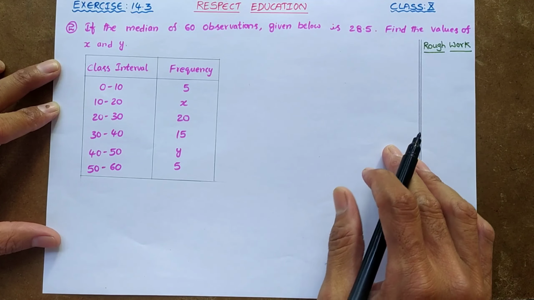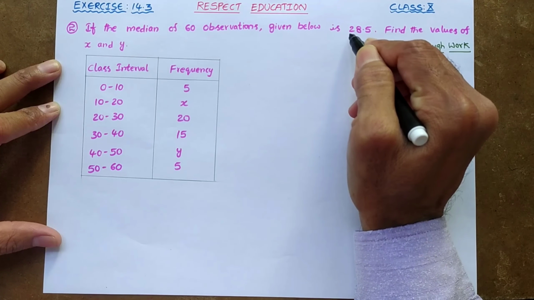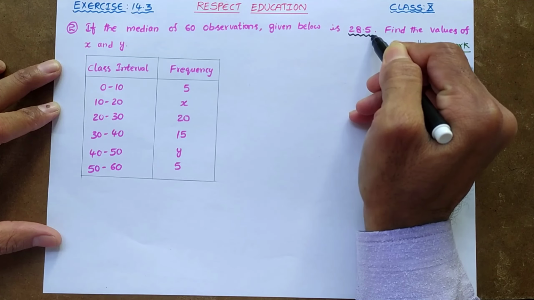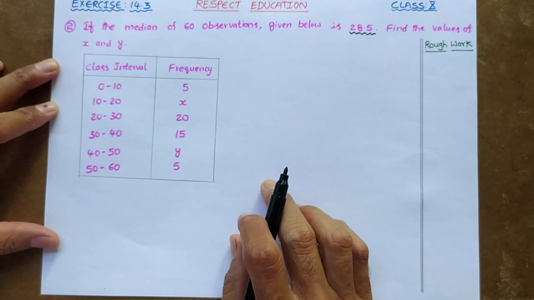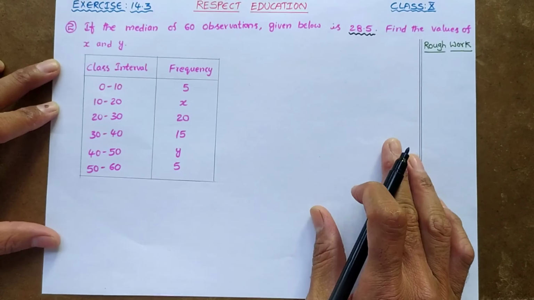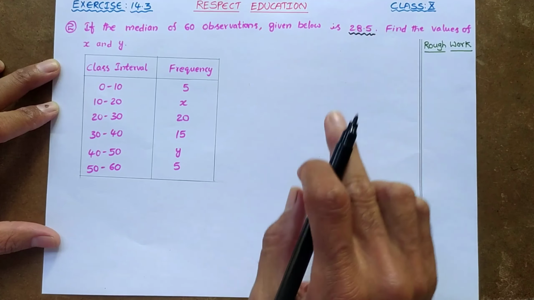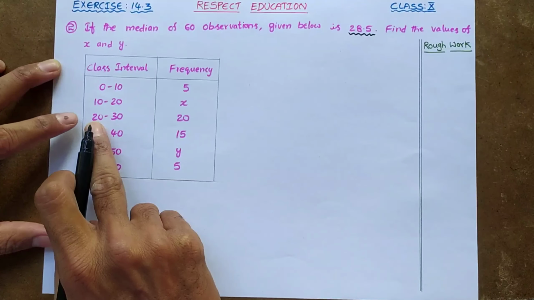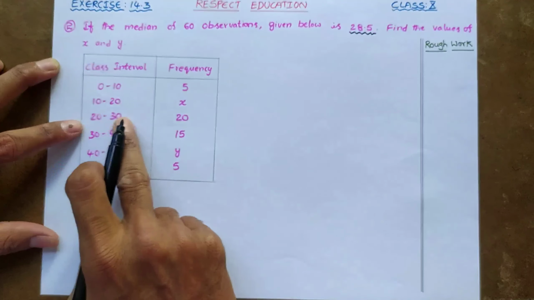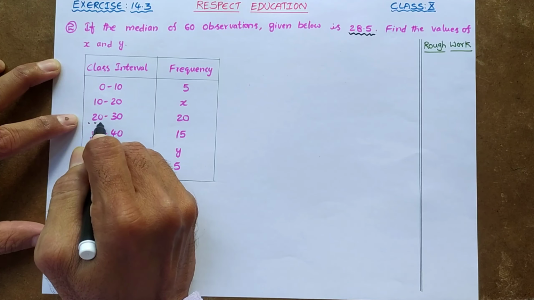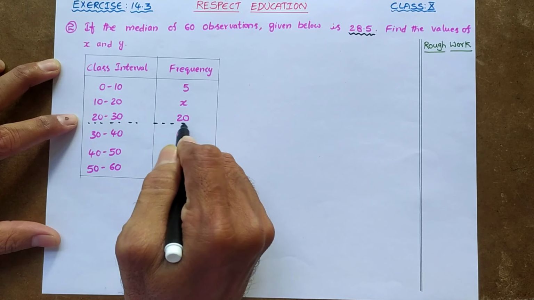Now here what we need to understand, observe carefully, this is the median. The median is given, and we are asked to find x and y. When the median is given, see, 28.5 is in between 20 to 30, so this is the median class.